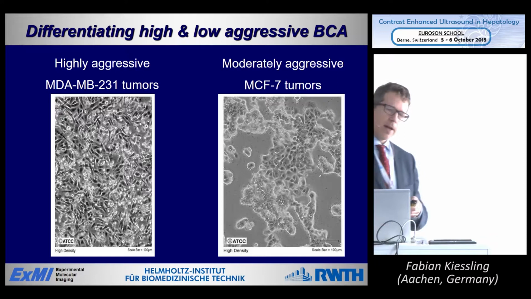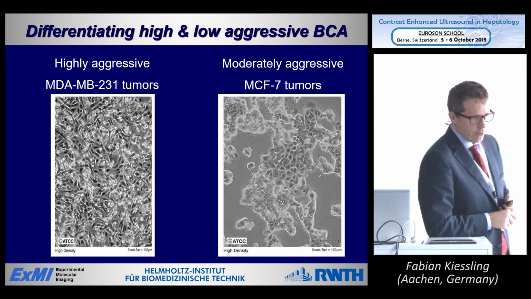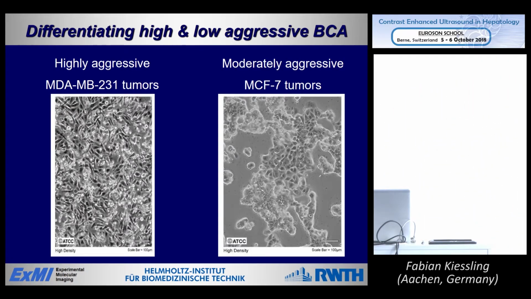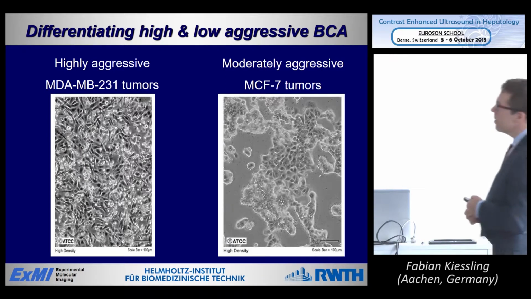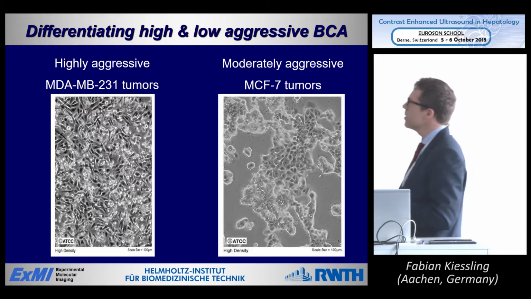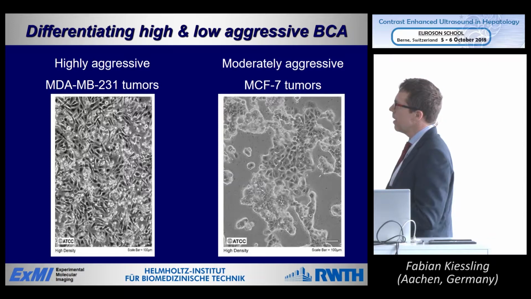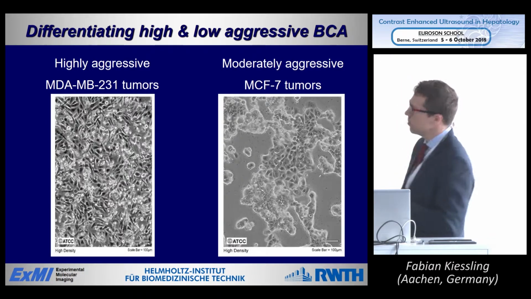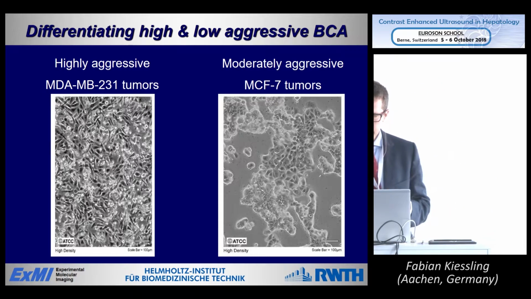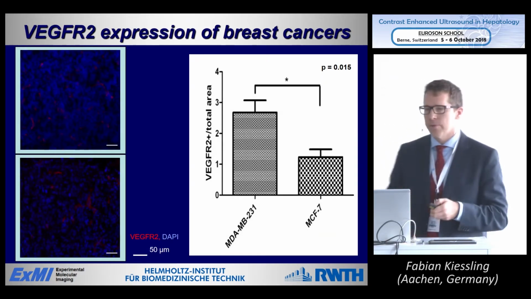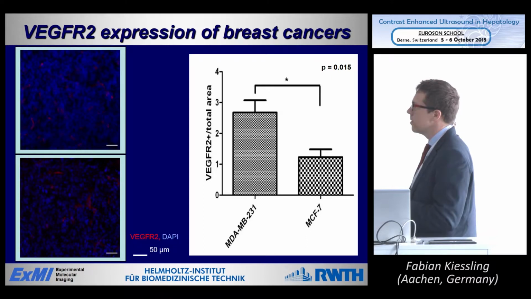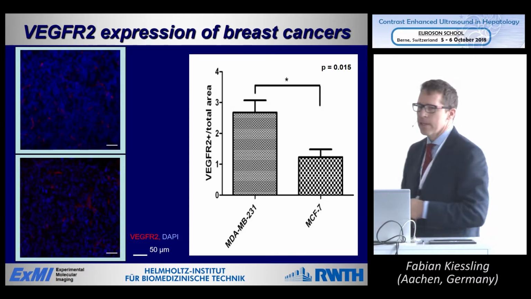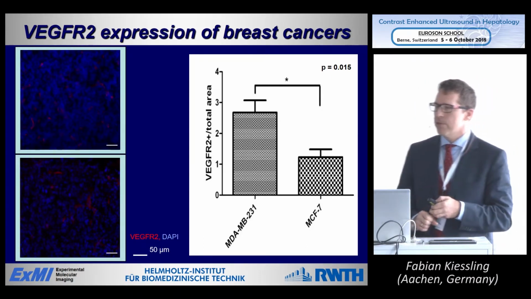We evaluated these bubbles initially for differentiating breast cancer with different aggressiveness, and we tried first animal models, the highly aggressive MDA MB231 tumors and the moderate aggressive MCF7 tumors. And by histological characterization, we could first confirm indeed the more aggressive tumors tend to have more angiogenesis and tend to have higher VEGF receptor 2 level.